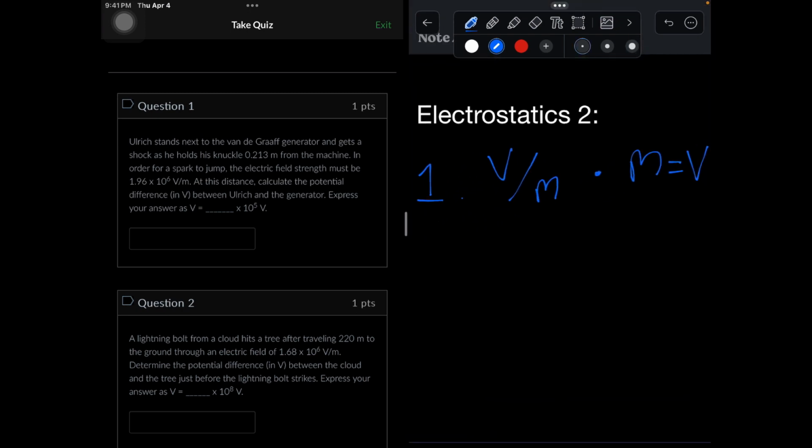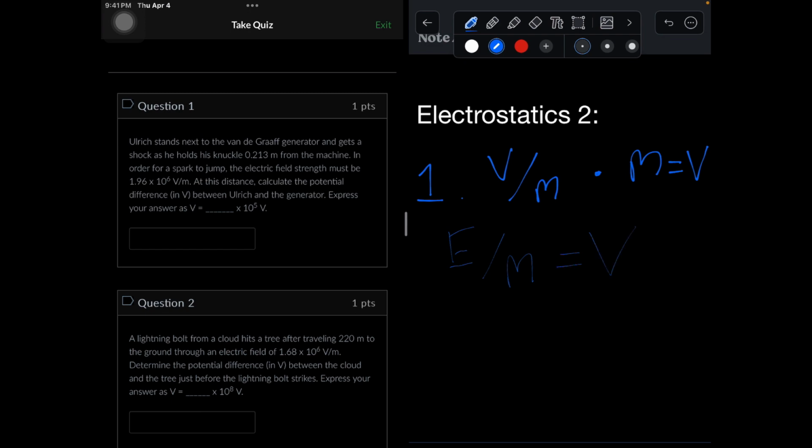So in this scenario, you would take the given voltage per meter value of the electric field strength and divide that by the distance or meter value, and you would get the voltage.